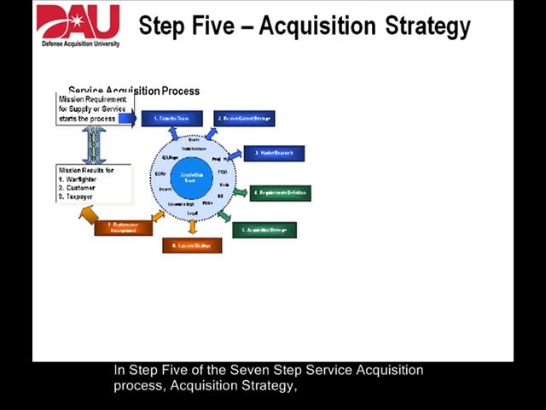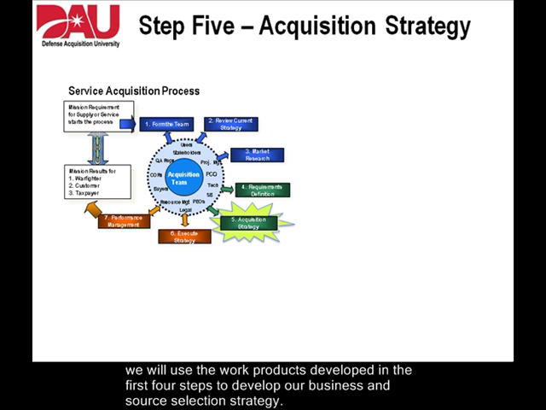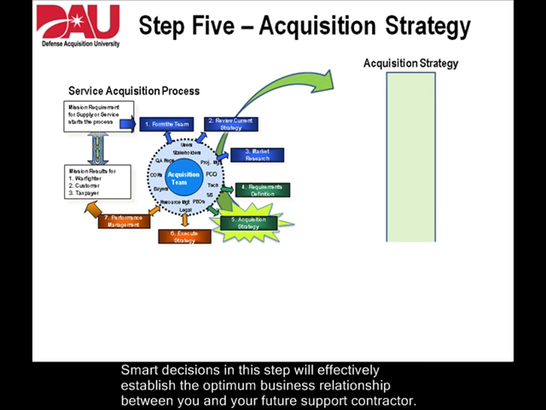In Step 5 of the 7-step service acquisition process, Acquisition Strategy, we will use the work products developed in the first 4 steps to develop our business and source selection strategy. You should now have the necessary information to determine the proper type of contract and your source selection approach. Smart decisions in this step will effectively establish the optimum business relationship between you and your future support contractor.